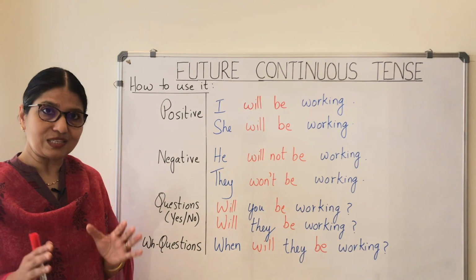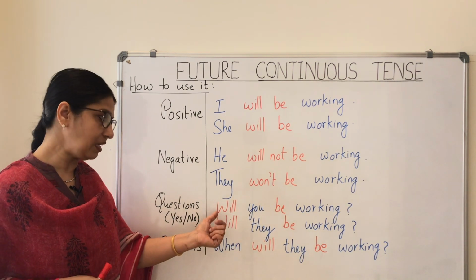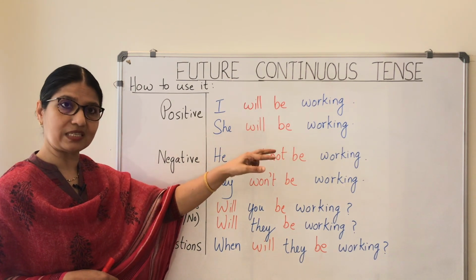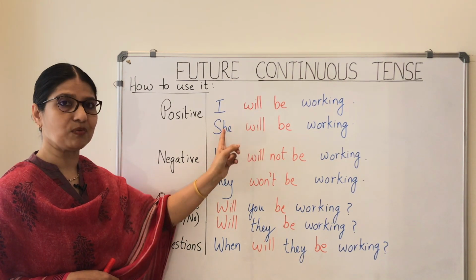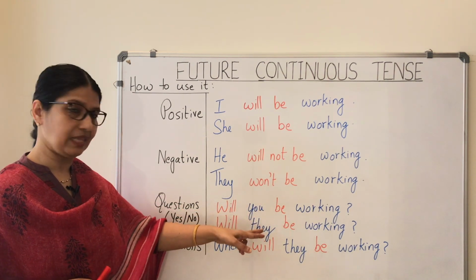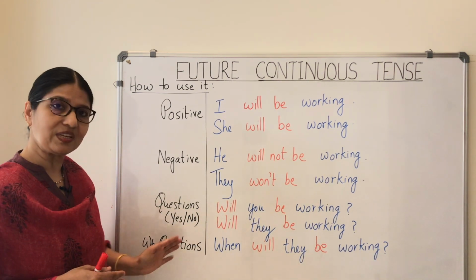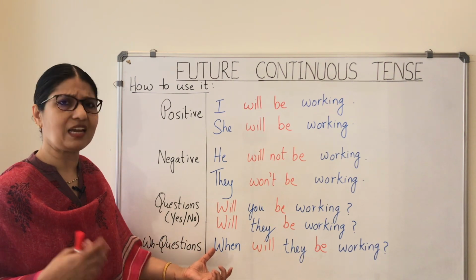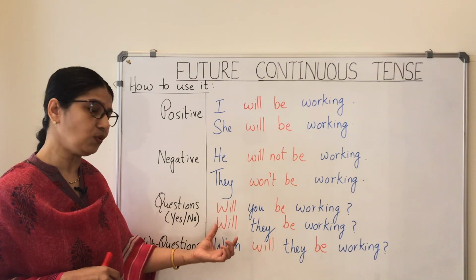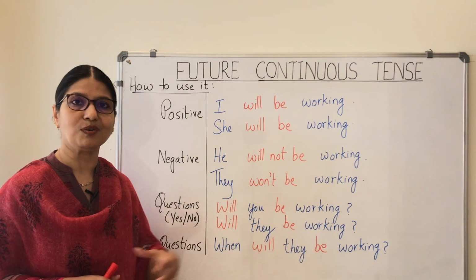In order to form the yes or no questions, you just have to change the word order. So you begin with will. In the positive, you have she will be working. The question will be will she be working? So that's what I've done here. Will you be working? With they, will they be working? And in order to form the WH question, you have to add any WH word that you need to use in front of the yes or no question. So here I have added when. So you have when will they be working?